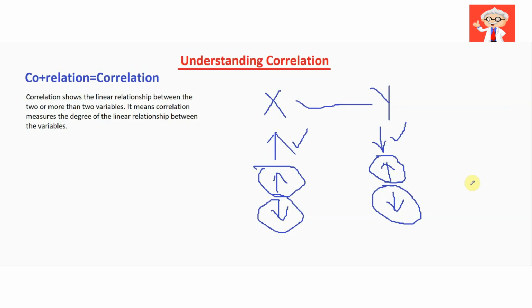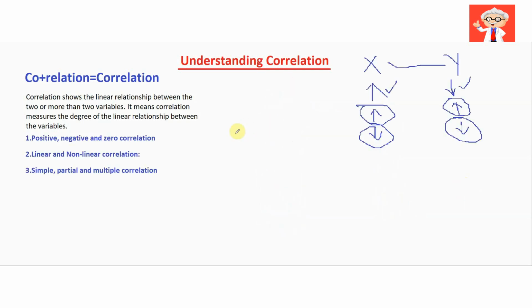Okay, let's come to the types of correlation. Generally, we have three types of correlation. One is positive, negative, and zero correlation. Another is linear and non-linear correlation. And another is simple, partial, and multiple correlation. We'll try to understand them one by one.